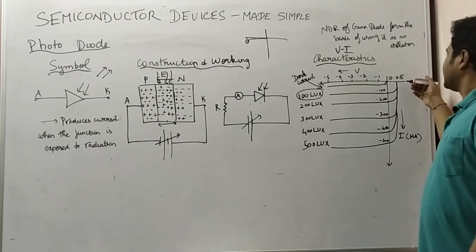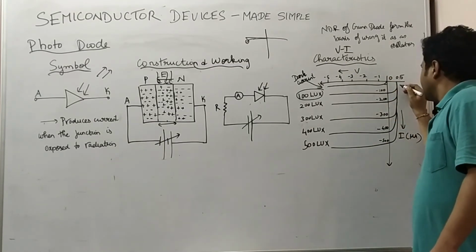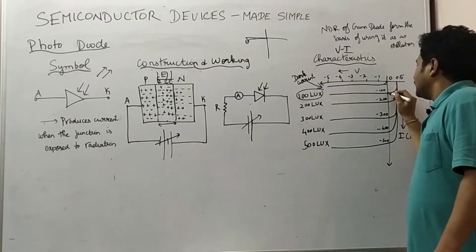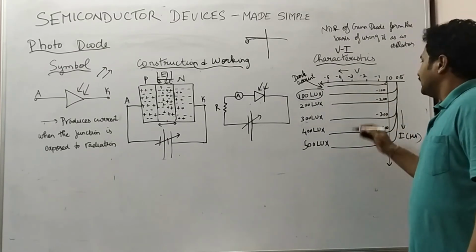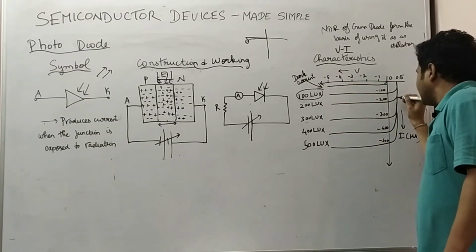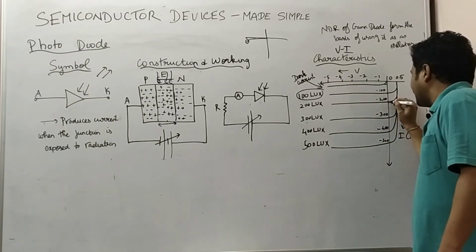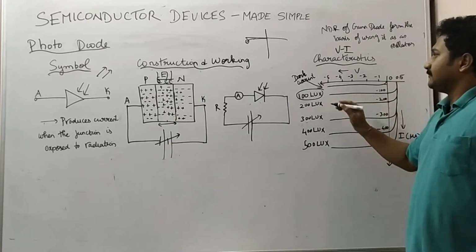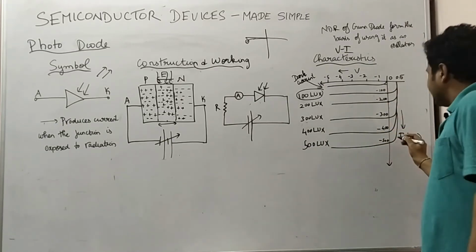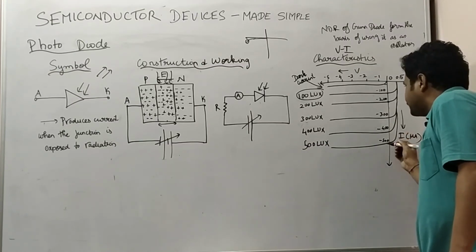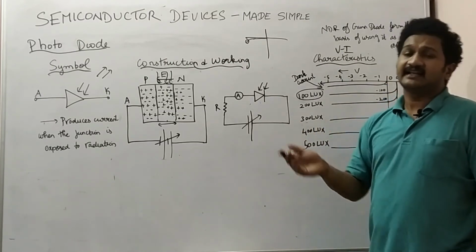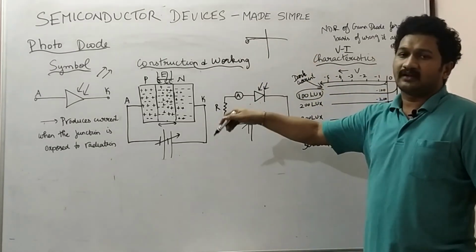When we increase the reverse bias voltage for 100 lux, the current becomes constant at a certain point. Though we increase the voltage, the current does not increase. Similarly, for 200 lux, as we increase the reverse bias voltage, at a certain point the current becomes constant. So as we increase the intensity of radiation, the current increases. The current increases based on the intensity of radiation and then becomes constant, while only the voltage increases. So the idea is, when we increase the intensity of the radiation incident on the photodiode, the current increases.